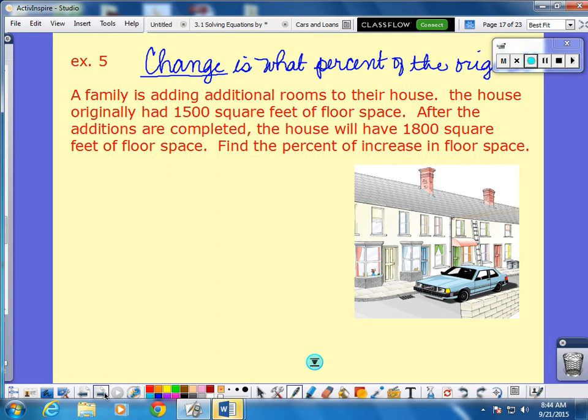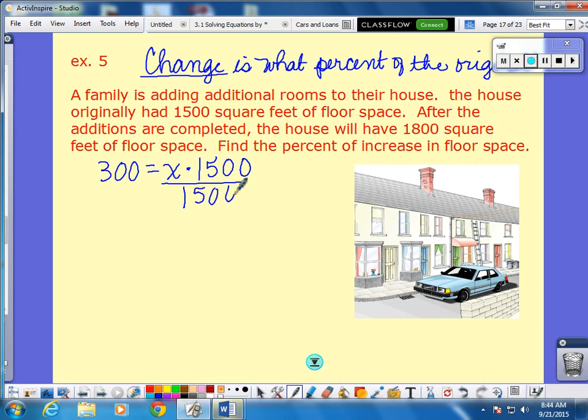All right. So a family is adding additional rooms to their house. The house originally had 1,500 square feet of floor space. After the additions are completed, the house will have 1,800 square feet of floor space. Find the percent of increase. All right, how much has the floor space changed? 300. So the change is what percent of, and how much was the original floor space? 1,500, because this is a percent of increase problem, and the floor space is going up.